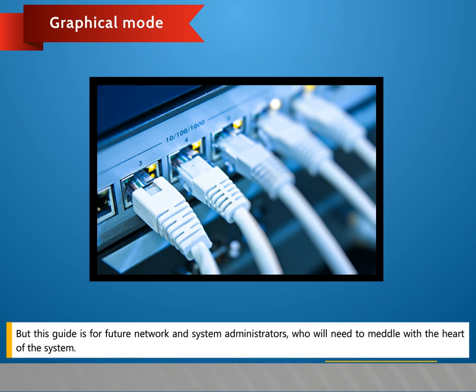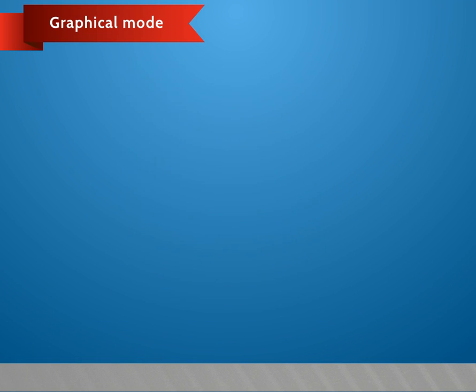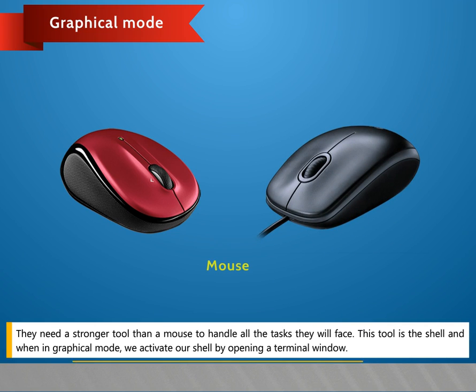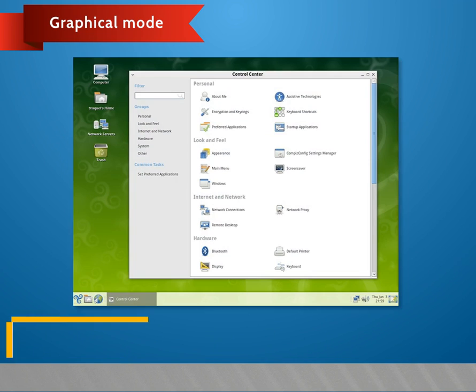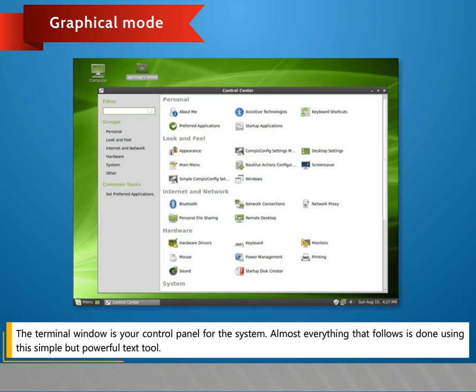But this guide is for future network and system administrators who will need to meddle with the heart of the system. They need a stronger tool than a mouse to handle all the tasks they will face. This tool is the shell, and when in graphical mode, we activate our shell by opening a terminal window. The terminal window is your control panel for the system. Almost everything that follows is done using this simple but powerful text tool.